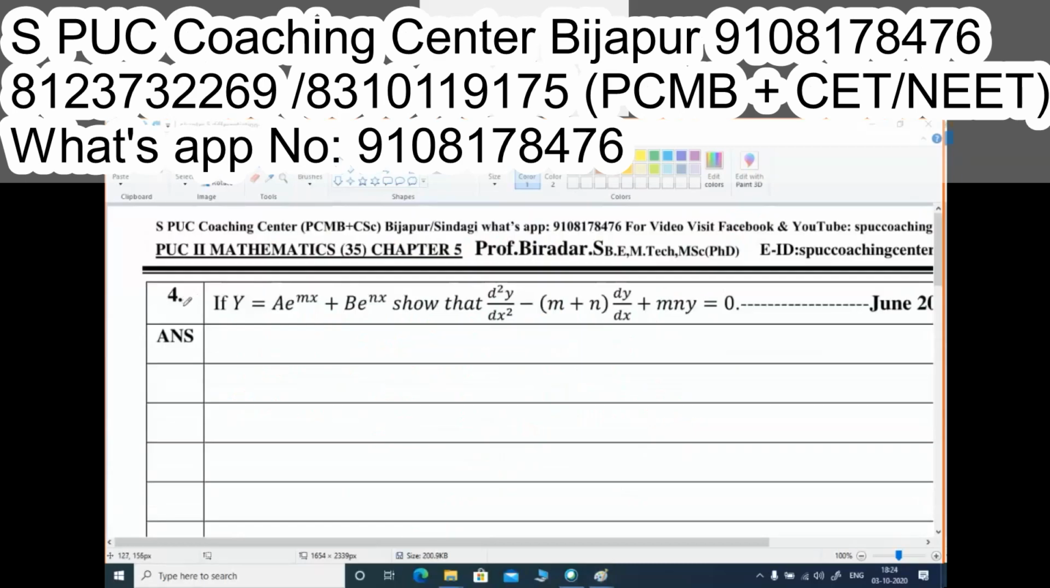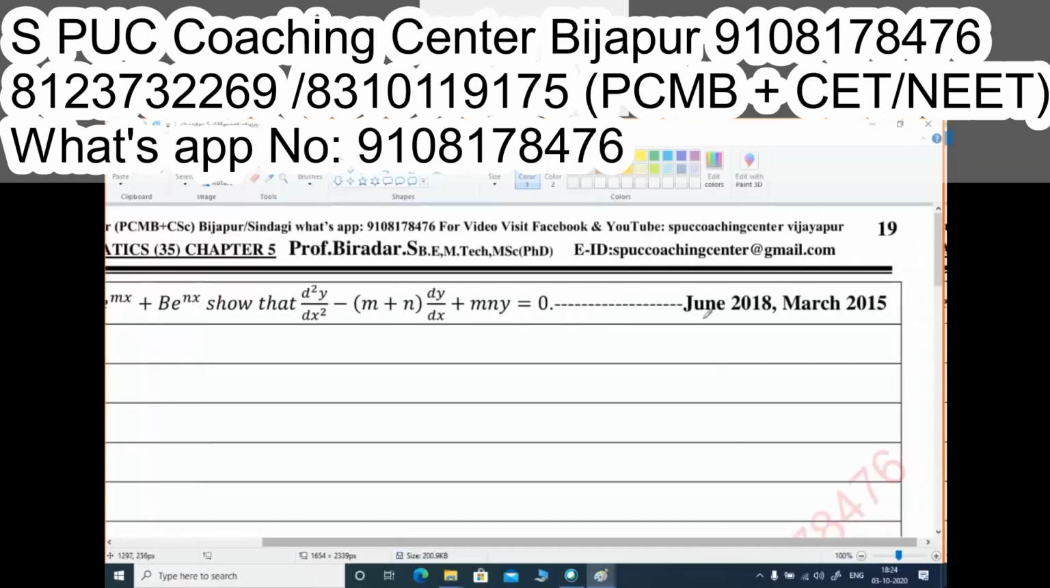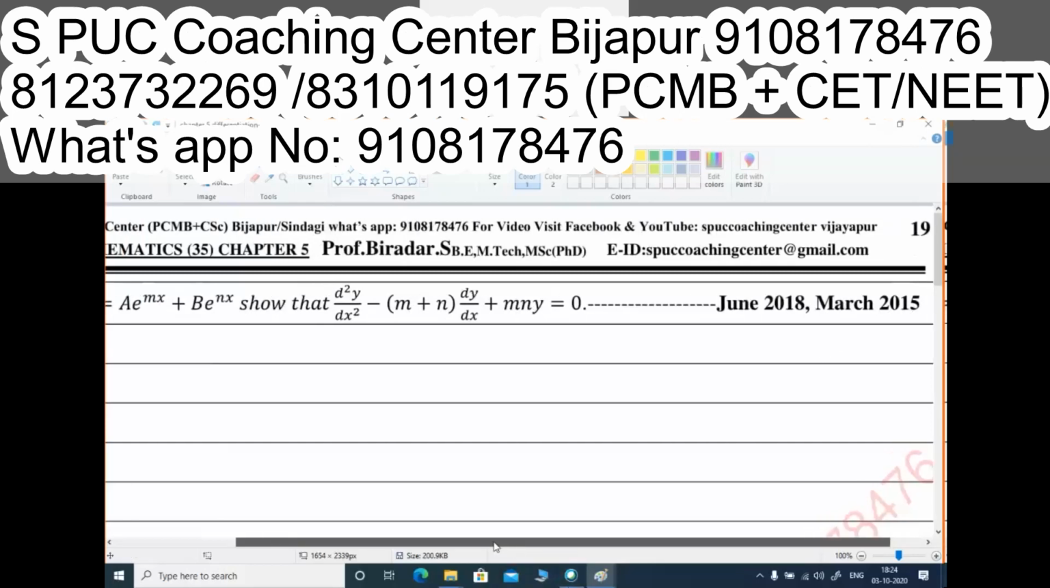Let us note the fourth problem. If y is equals to a e raised to mx plus b e raised to nx, show that d square y by dx square minus (m plus n) into dy by dx plus mny is equals to 0. This appeared in June 2018 and March 2015 also. Okay, let us go ahead with the solution of this.